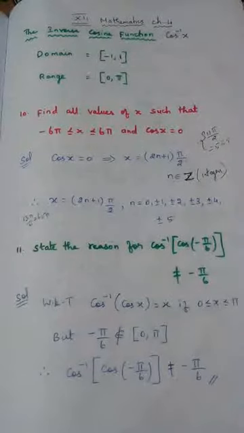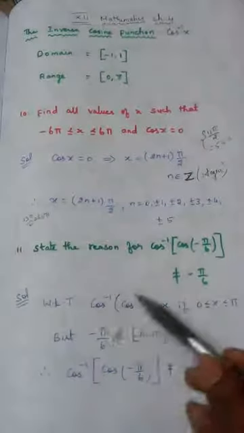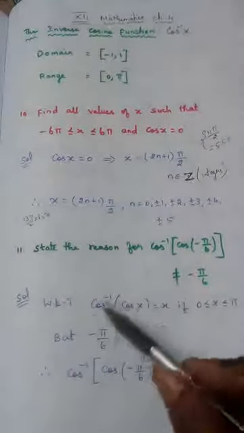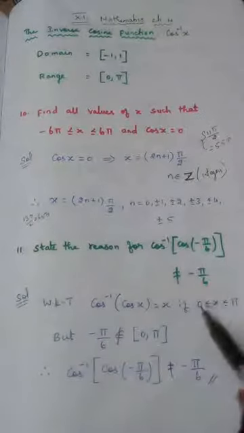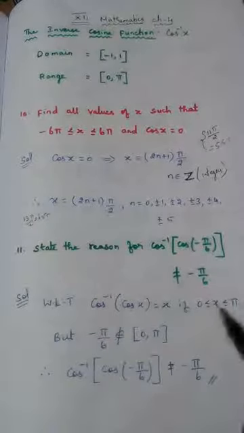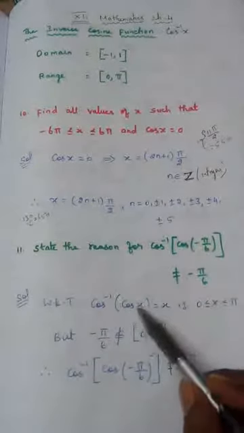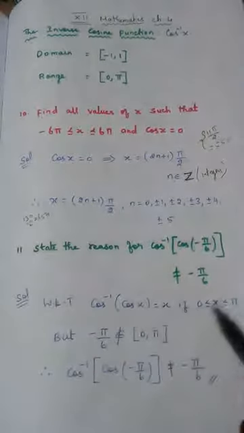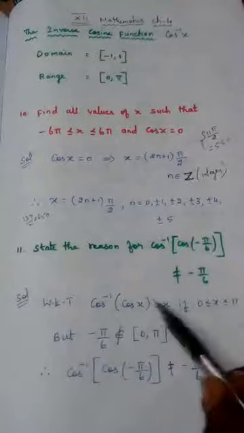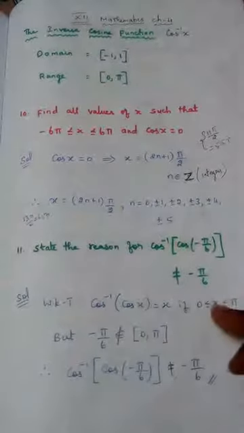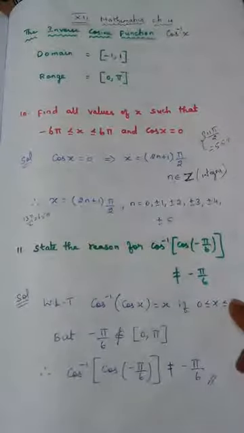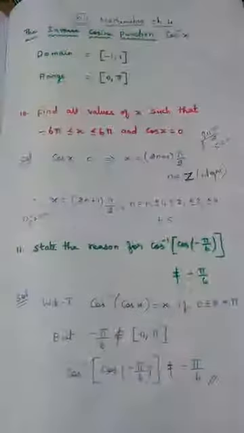So try to understand this concept very clearly. You cannot cancel cos inverse and cos every time. You can cancel cos inverse and cos only if this x value lies within 0 to 180. Suppose this x value is somewhere between 0 to 180, pi means 180, we can cancel cos inverse and cos. If this x value does not lie within this interval, we cannot cancel cos inverse and cos.